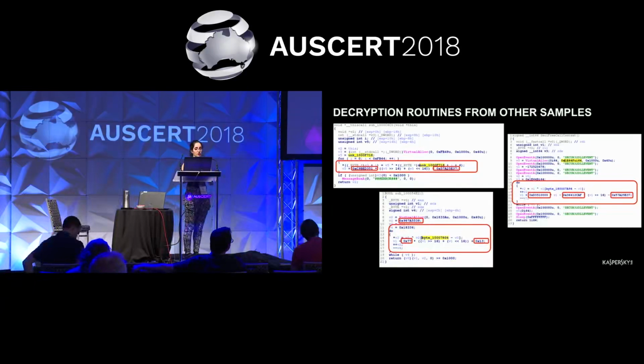Looking at the decryption routine from other samples, you can see that the decryption routine is quite similar, but some of the constants are different. Like the one in the bottom, some of the constants are very small, but there's one big constant as well. So the decryption algorithm is also different. It means that the detection of the attack is more difficult because there's no same decryption routine for all the samples.